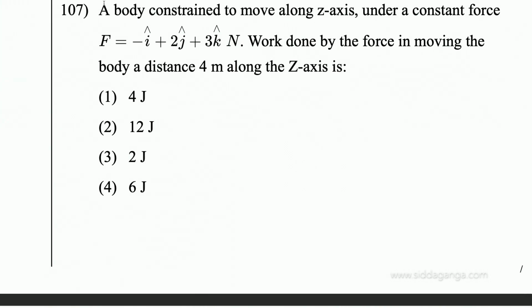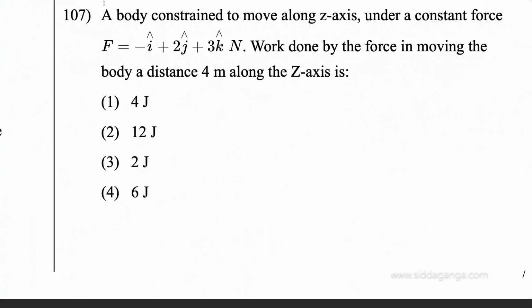Yeah, see the next one. So this is from NCERT. Same question from the NCERT textbook. A body constrained to move along the z-axis under a constant force F = -i cap + 2j cap + 3k cap Newton. Work done by the force in moving the body a distance of 4 meter along the z axis.